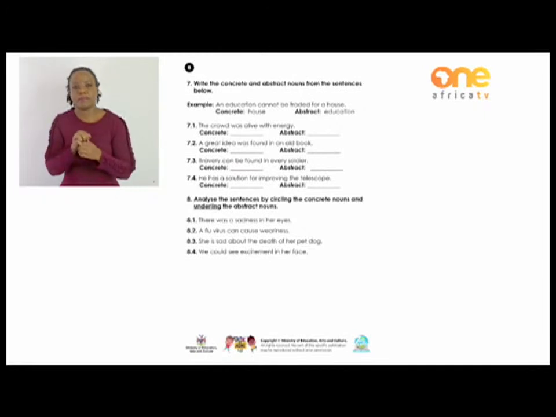For example, there was a sadness in her eyes. Sadness is our abstract noun, so we underline it. And then eyes, that's a concrete noun, so we circle it. It's a common noun or concrete noun. We put a circle there. Right, boys and girls? We can continue writing our work.